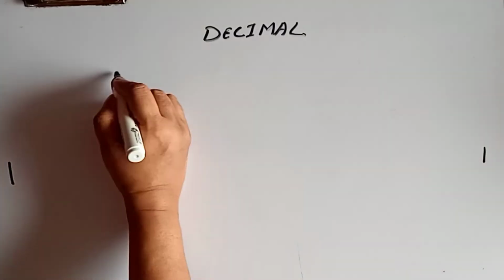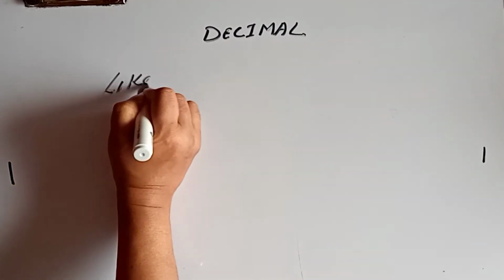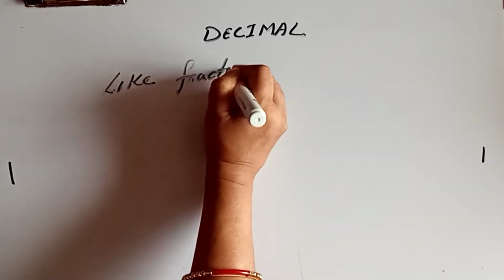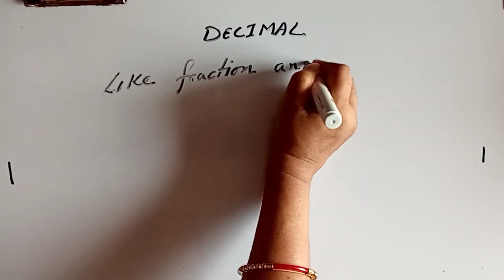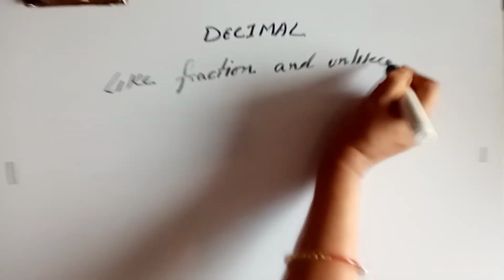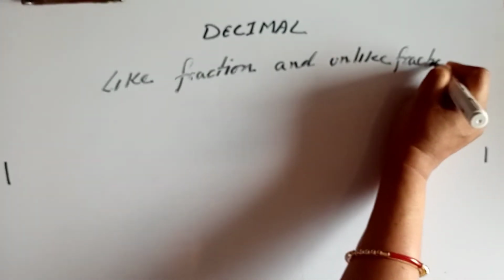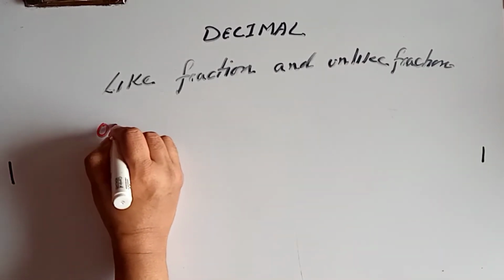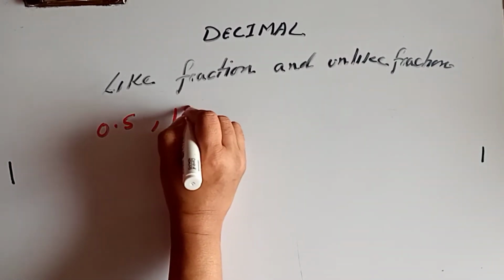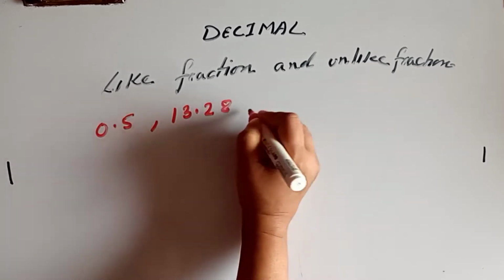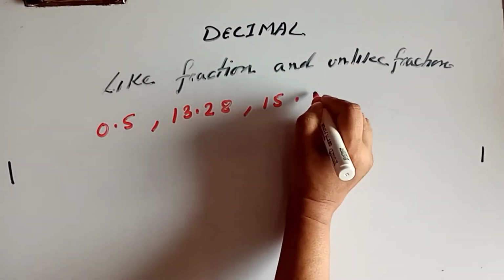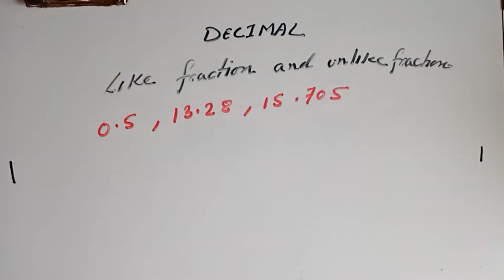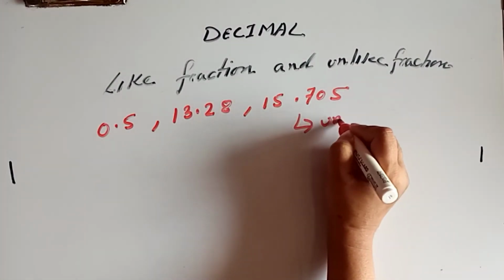Now next thing is like fraction and unlike fraction. Like fraction and unlike fraction. Okay, now here suppose here 0.5, 13.28, then 15.705. So these all are unlike fractions.